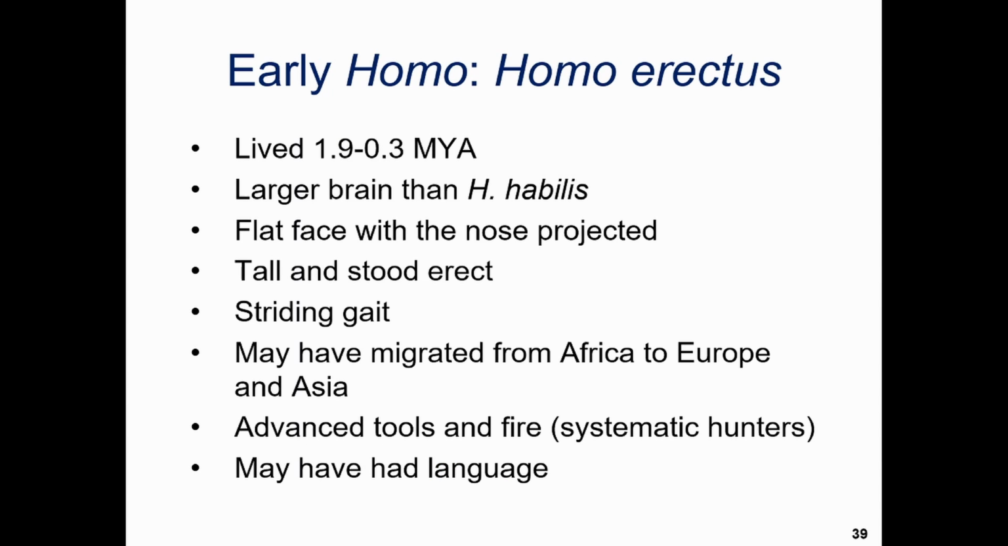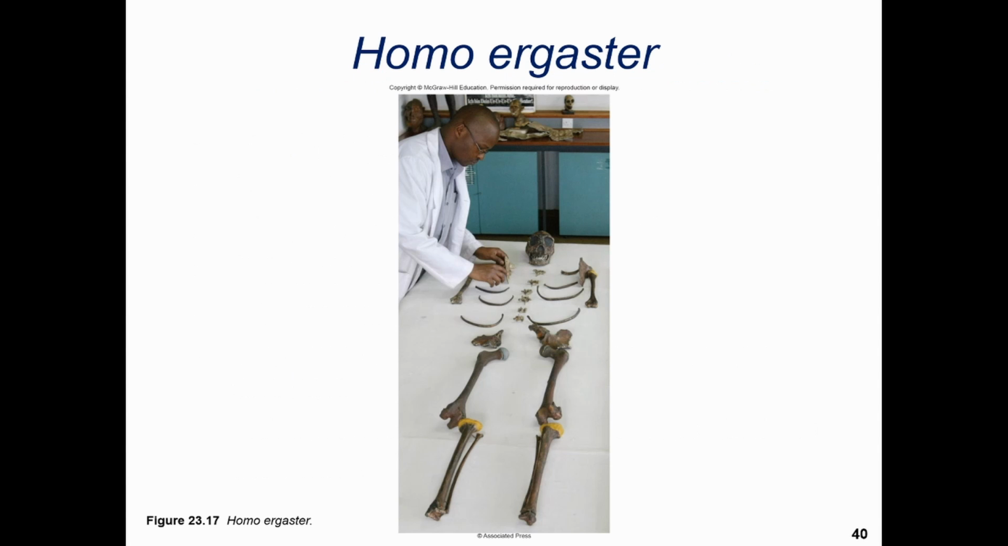Moving towards Homo erectus, where we've gone from about 2 to 0.3 million years ago, the brain has gotten larger, the face has flattened more with a more projected nose, we're standing taller and more erect. We have a stride in our step, and we may have come from Africa into Europe and Asia. The tools have become more advanced, and there's evidence of use of fire. By this point, we may have had actual language in place, although rudimentary. Here we just see some of those fossils from Homo ergaster.